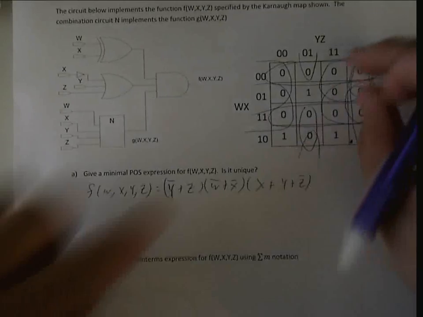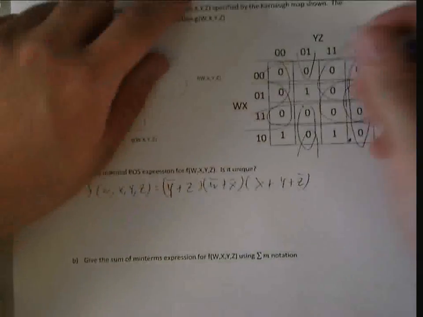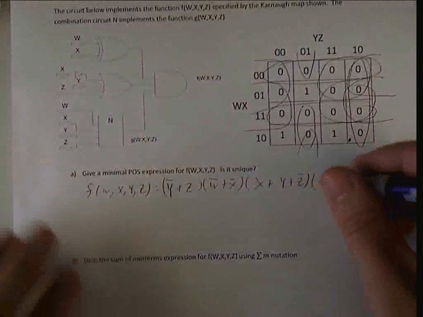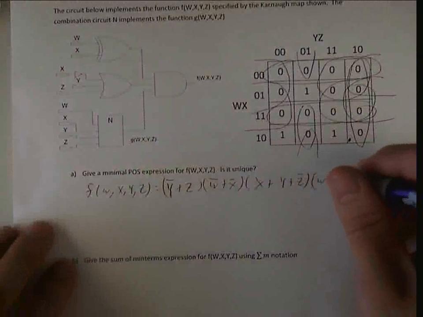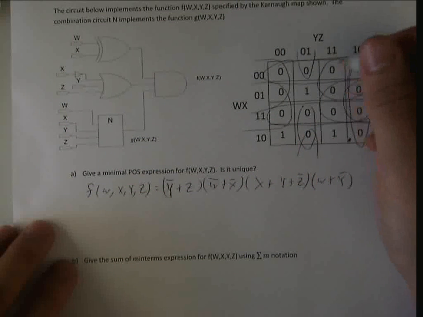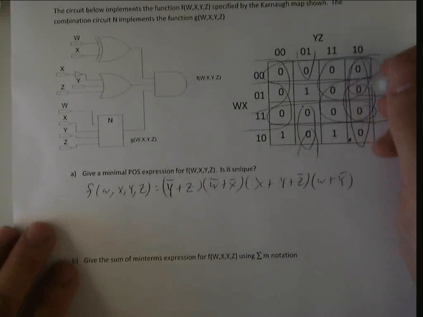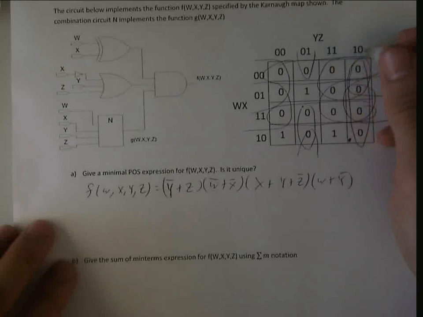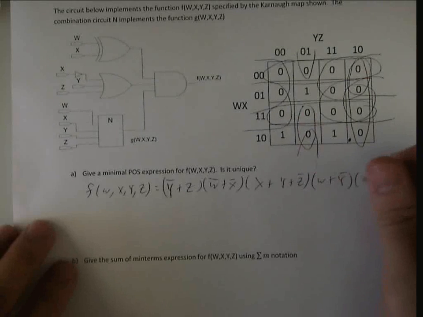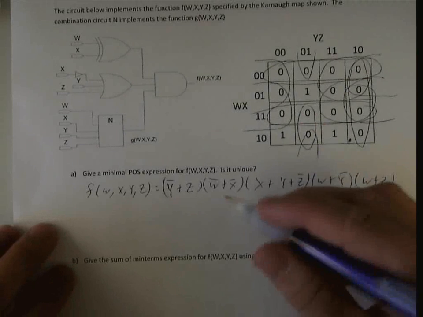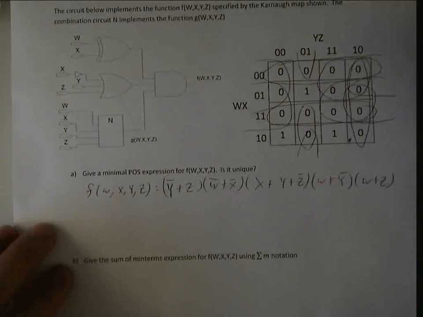And so I just need to cover these last 2 zeros, which I can do with that loop and that loop. So I will have a W or Y bar loop, so that's this loop here. And then I need a W or Z loop. So that's got 5 terms, and so that's probably minimal.